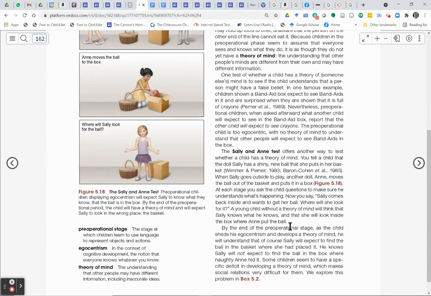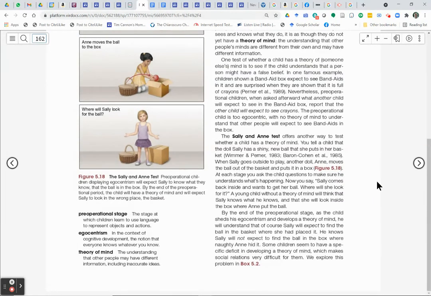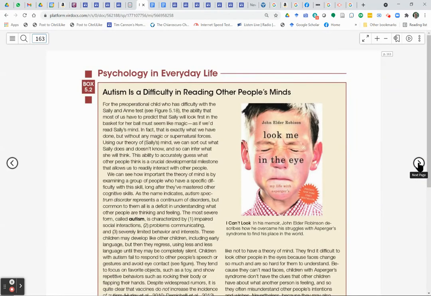So sensory motor, pre-operational, and what pre-operational means will become more clear as we get to the next two stages. Pre-operational, as it says over here, is when children learn to use language and to represent objects and actions, like using symbols, and theory of mind, which the Sally and Ann test definitely deals with. Other people may have different perspectives than we do.